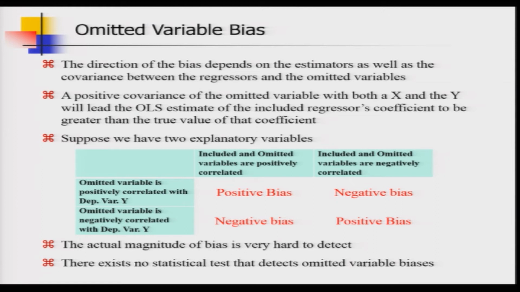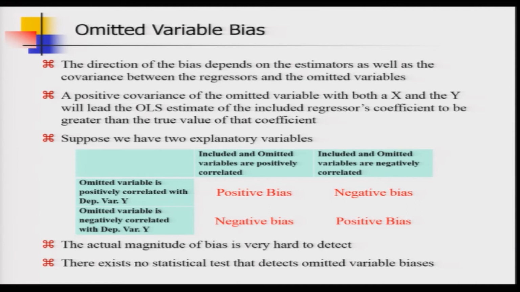Here we see two conditions are given. The first is saying that included and the omitted variables are positively correlated, and not only that, we also have to satisfy one more condition, which is given in the first row. That is saying that the omitted variable is positively correlated with the dependent variable y. Only in that case will you get positive bias.